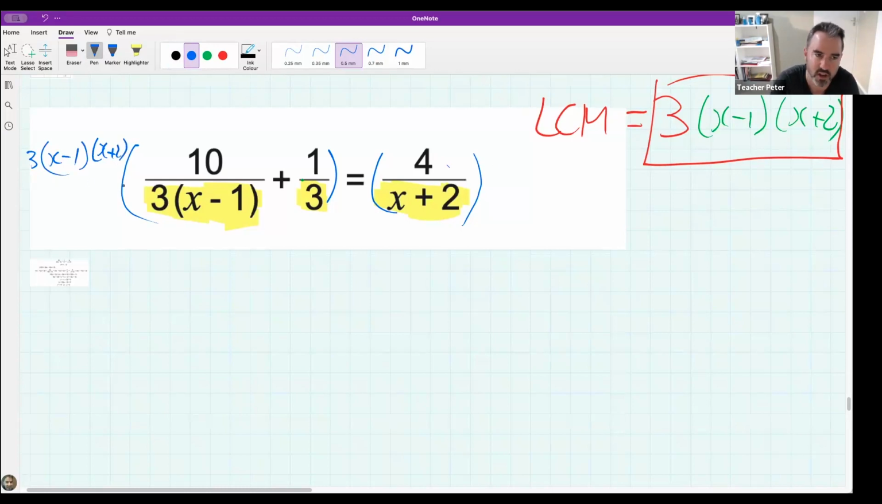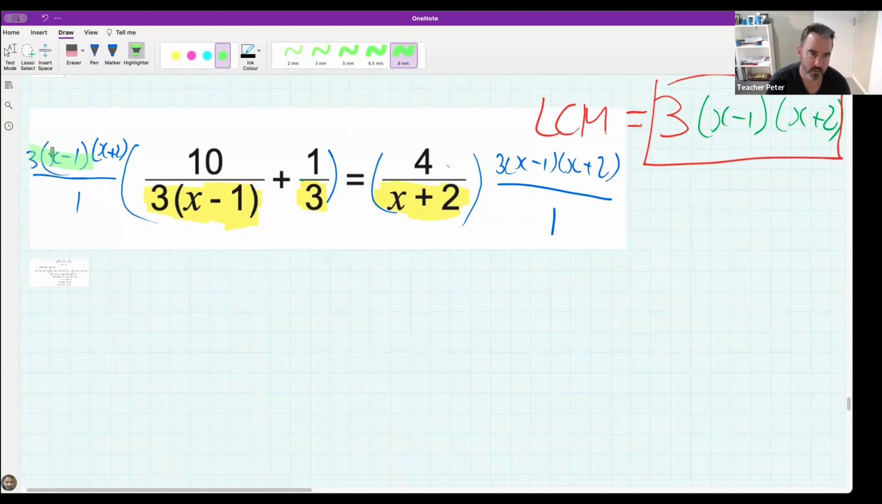And then on this side, I'll put it over 1, and over here, are you all happy with me multiplying both sides by 3 times x minus 1 times x plus 2? Give me a thumbs up if you understand why I have to multiply both sides by that and that, which basically came from here.